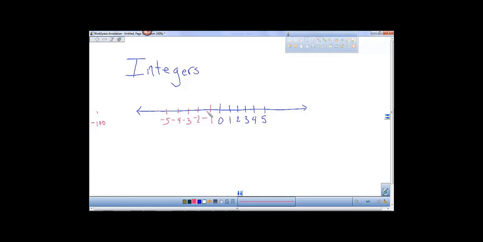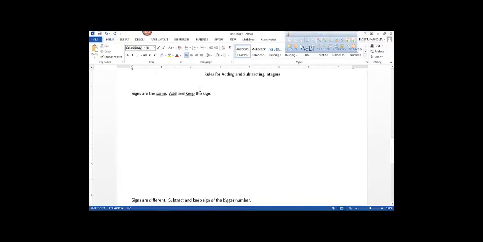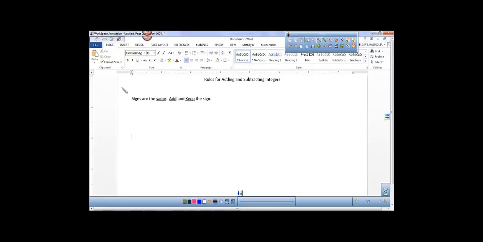So those are integers. Now you should have a piece of paper, and on your piece of paper it should look like this: rules for adding and subtracting integers. Okay, so go to that paper, and what you're going to do is we're going to look at the rules. So the first one says if the signs are the same, you add and you keep the sign. So we're going to do some examples of that.